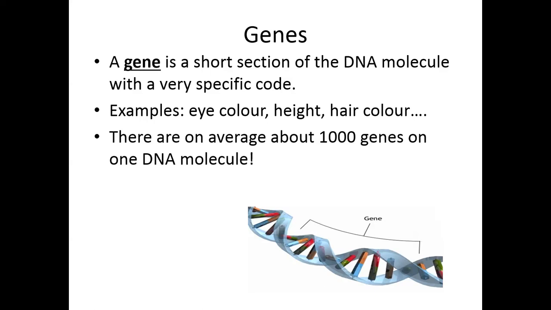Now each DNA molecule has about 1,000 genes on it. It's not to say you only have 1,000 genes, because you have more than one strand of DNA. So there you go. Genes are just sections of the DNA that have codes for it. And think of your computer. You might have like 100 programs on your computer. Each one has its own little section of code, but it's on one hard drive. So it's the same sort of example here.